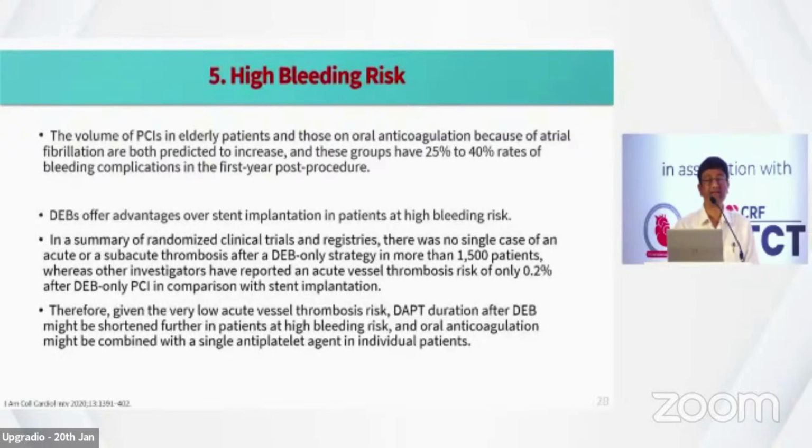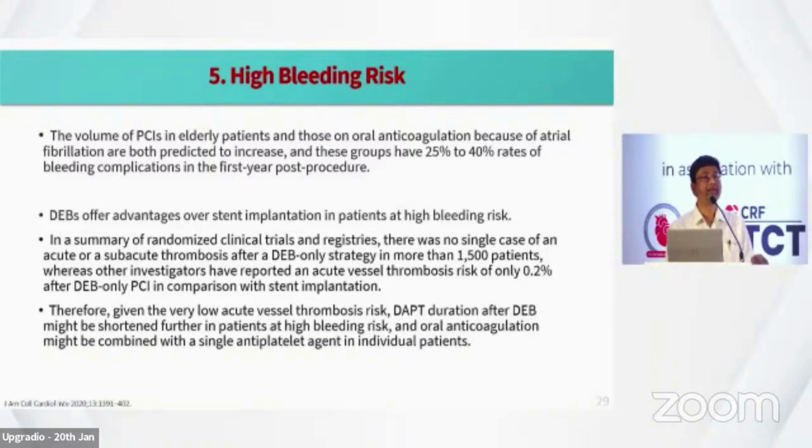Another important thing is the high bleeding risk group of patients. With DEB, they recommended that DAPT up to 4 weeks is enough in selected cases. After that, suppose the patient has atrial fibrillation and requires a NOAC or something like that, you can give single antiplatelet plus NOAC. Or the patient may require surgery in the near future. If you want to give shorter-term DAPT, then this is one of the good things.